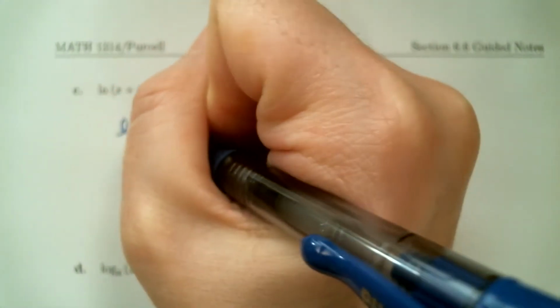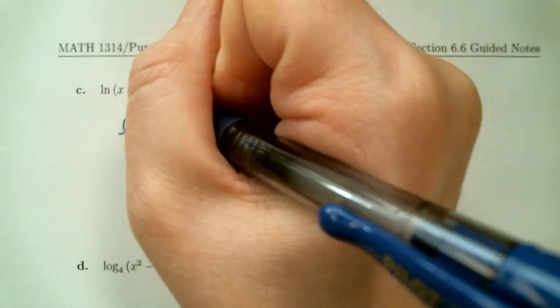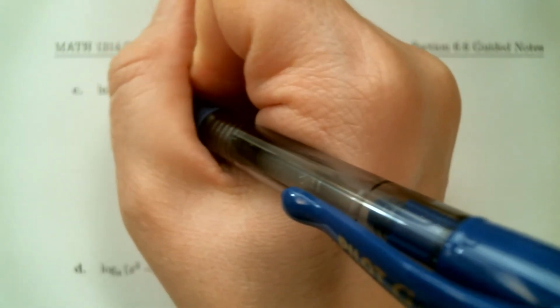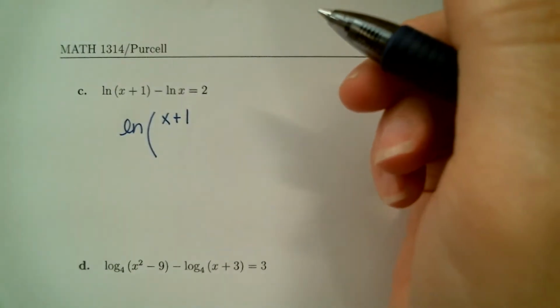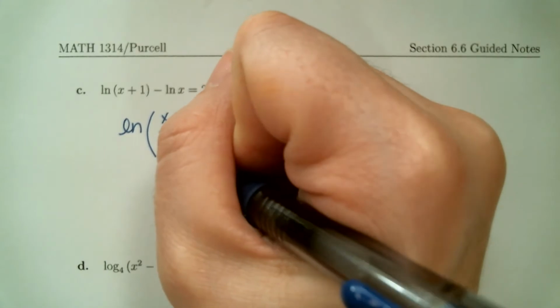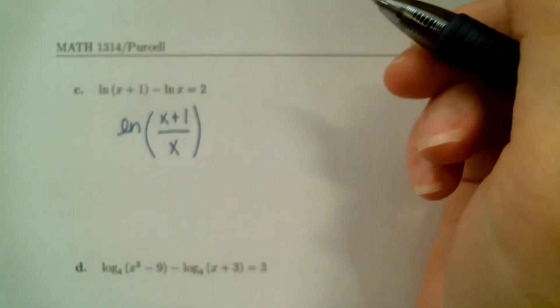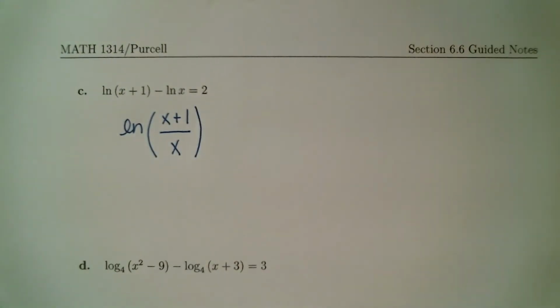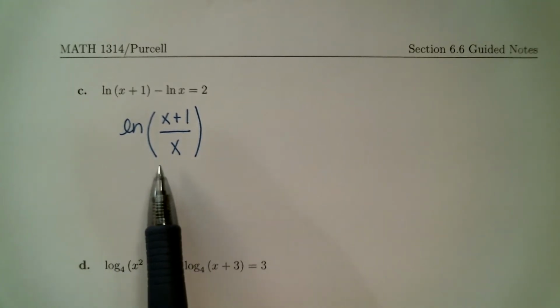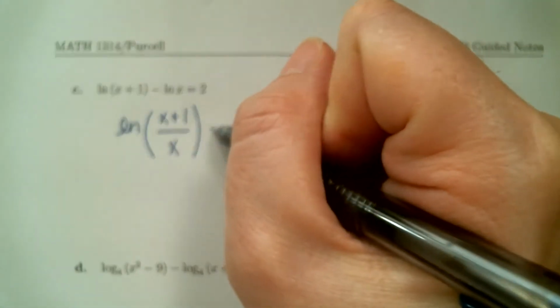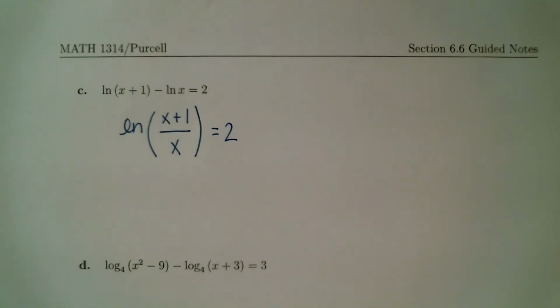This is going to become the natural log of, you're going to keep the same base. The first thing is going to become the numerator, so x plus 1 will be your numerator. The denominator will be x. Order matters there, so make sure you get that correct. This is how you combine the two logarithms into one according to that property. That's what the left side becomes. We didn't do anything to the right side, so it is still 2.